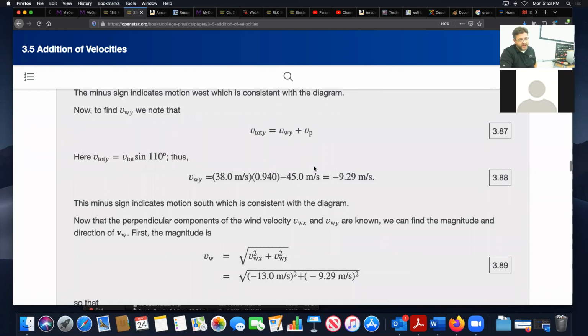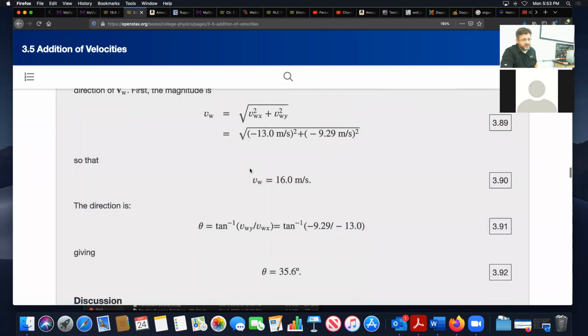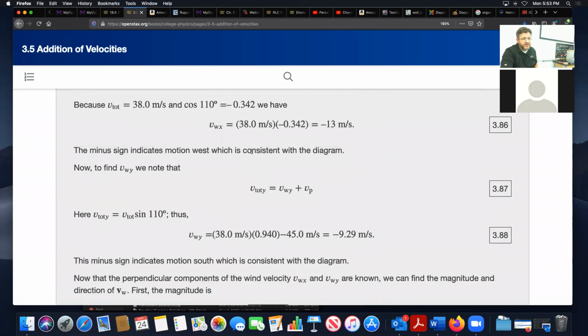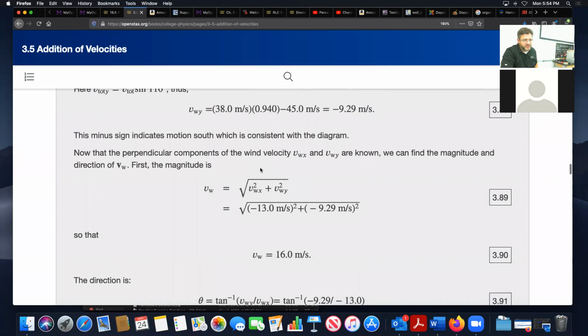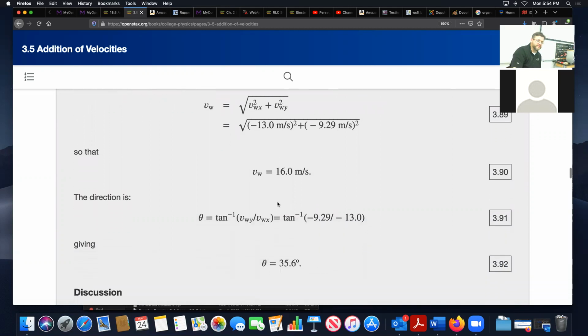So here they solve it in the Y direction. Here they solved it in the X direction. They get the actual answer. Here they solve it in the Y direction and get their answer. And then they calculate the total wind velocity by using the Pythagorean theorem to add them together.